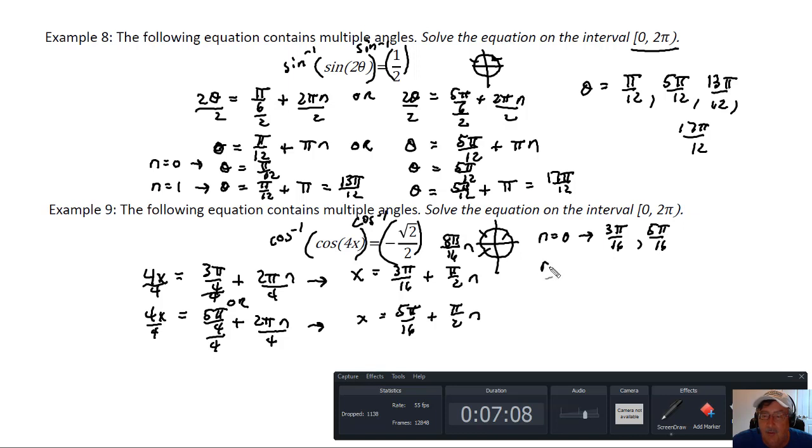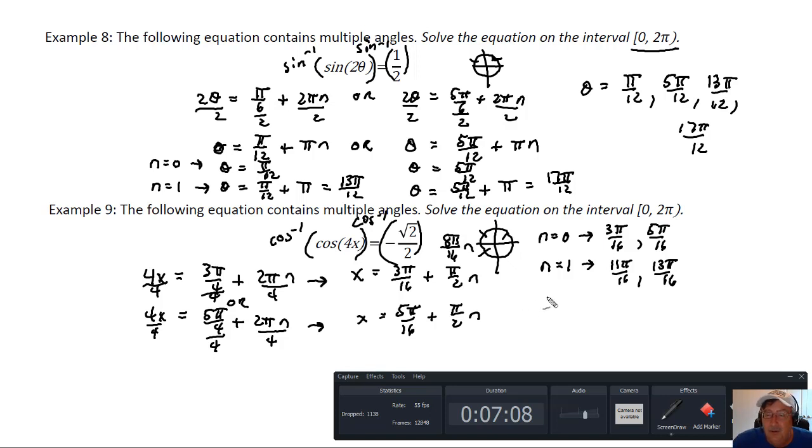Okay. Now, when n equals 1, that's adding pi over 2 or 8 pi over 16 to each of these. So 8 pi over 16 and 3 pi over 16 would be 11 pi over 16. And 8 and 5 would be 13 pi over 16. Now, do you see the angles here? We haven't even hit pi yet. So we're not only not to 2 pi, we're not even to 1 pi yet, but just letting these answers happen.